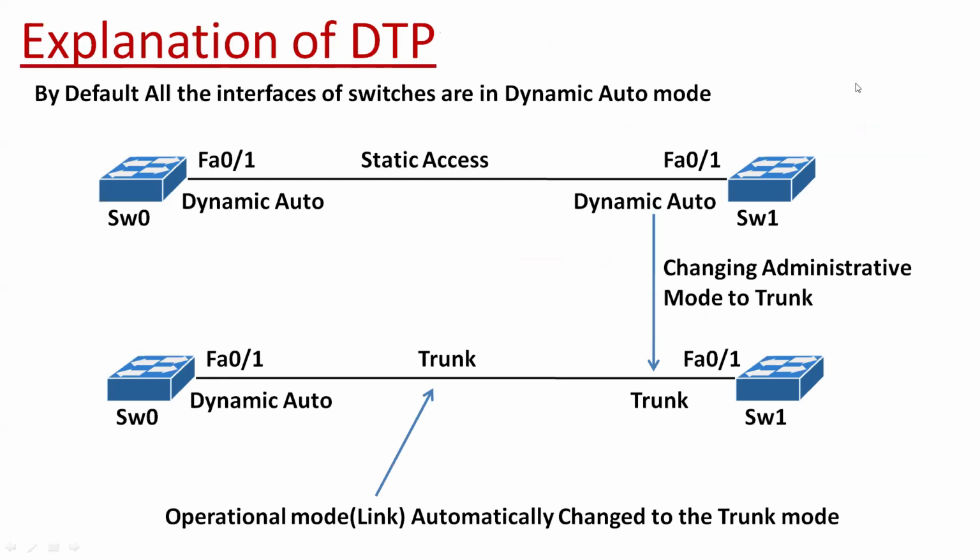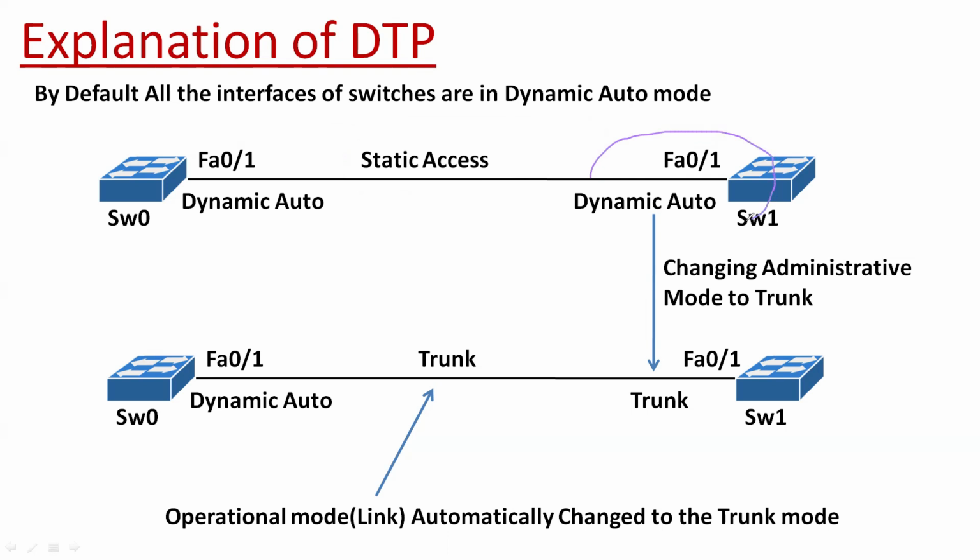Okay, if I closely observe this diagram, this network, there are two different switches, switch 0 and switch 1. The mode of the interfaces is called the administrative mode, and by default all the interfaces are in dynamic auto mode. That means FA0/1 and FA0/1 on both of these switches are in dynamic auto mode, right? By default. And the combination of these two is static access. That is why multiple VLAN information cannot be forwarded through this link, because this is in static access mode.